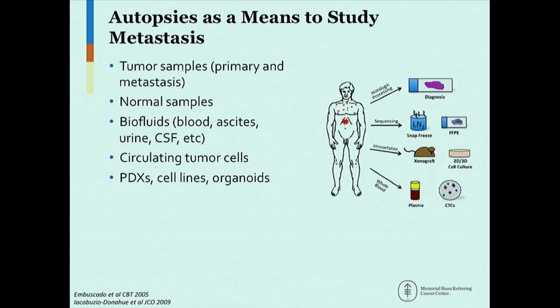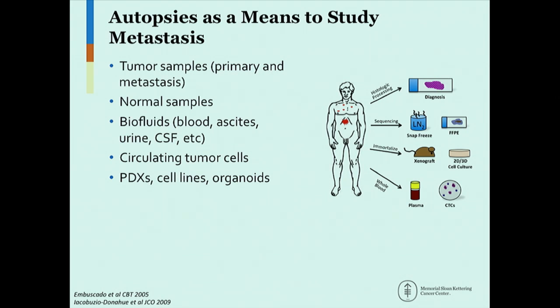The metastases, we take as many as we can collect, or at least what is representative if the disease burden is huge. Samples of all normal tissues. We get biofluids. You can get blood, high-quality blood post-mortem. We get ascites, urine, CSF, everything. It's all high quality, circulating tumor cells.